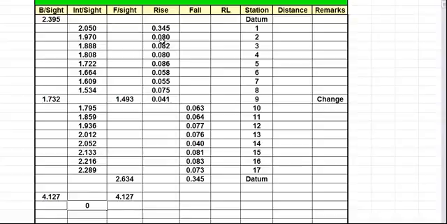So if we add up all of these, we actually come up with 0.902. So over the total survey, we had a rise of 902 mil. And if we add up all the falls, don't worry about the fact that they're negatives, just add them up as if they were positives. We end up with a 0.902 difference as well, which is good because then the difference for that one is 0, so that's fine.